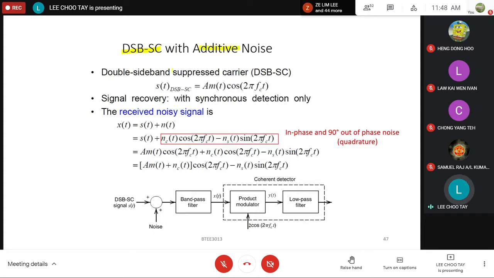For the double sideband suppressed carrier signal, I am going to represent it with this ST, and ST is given by this expression. I know this expression is slightly different from the one I used previously. A is the amplitude of the carrier signal, MT is our message signal, and our carrier is a cosine wave of frequency FC. Because we are using the double sideband suppressed carrier modulation scheme, we can only use synchronous detection at the receiver.